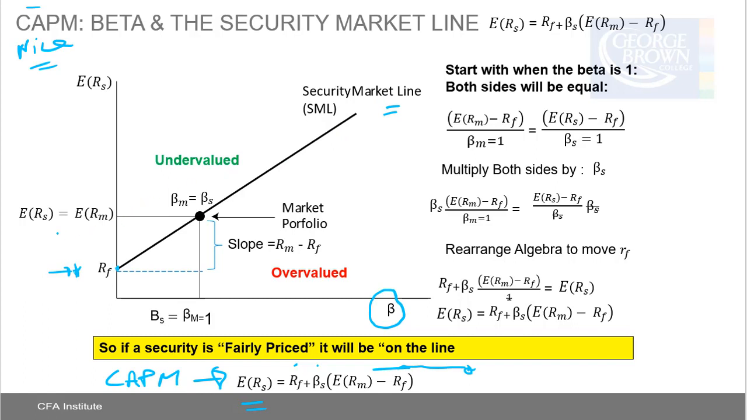Okay, so we're going to start with the case where the expected return of the stock equals the expected return of the market, and the beta of the stock equals the beta of the market at 1. So we're at this point right here, okay? So we could write the formula, expected return of the market minus the risk-free, at that point is also equal to the expected return of the stock minus the risk-free. And we divide by the beta of the market or the stock, they're both 1.